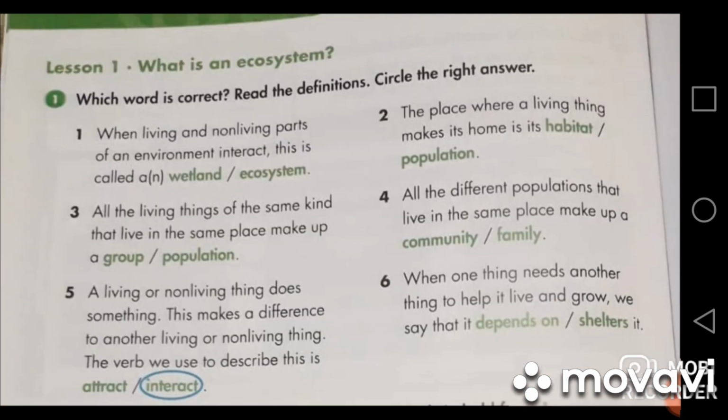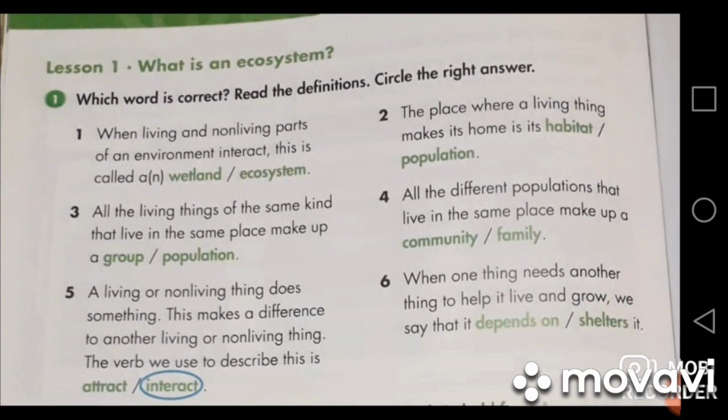After completing question number 5, you have to solve question number 1 which is given on page number 32. You have to read each of the definitions and you have to circle the correct answer. Number 5 is done for you as an example and you have to complete the rest. Let's start reading and solving them one by one. Number 1. When living and non-living parts of an environment interact, this is called ecosystem. You will circle ecosystem in number 1.